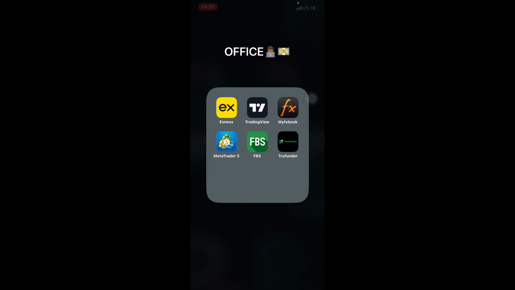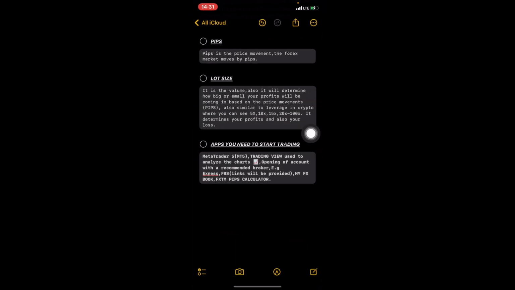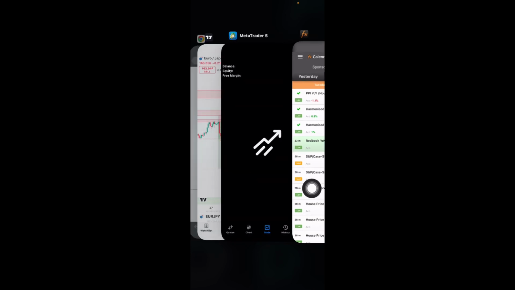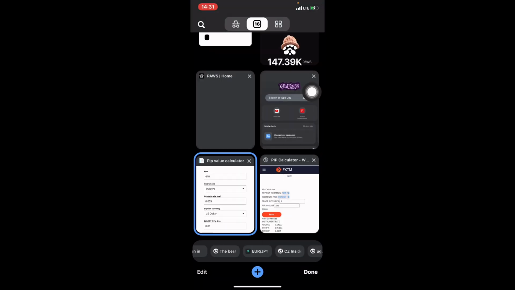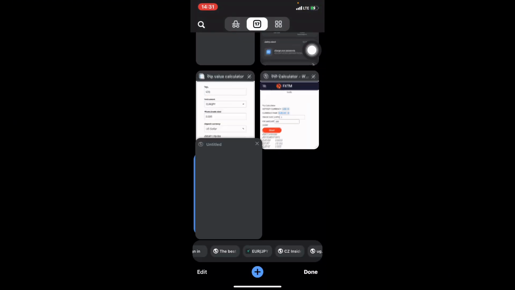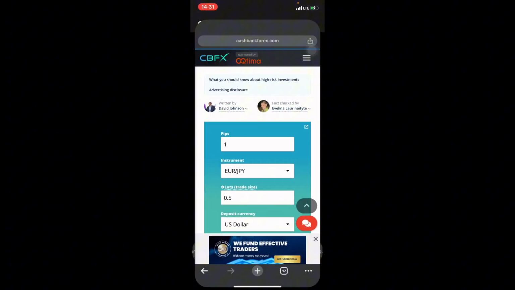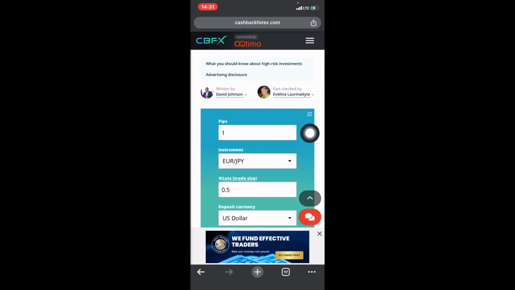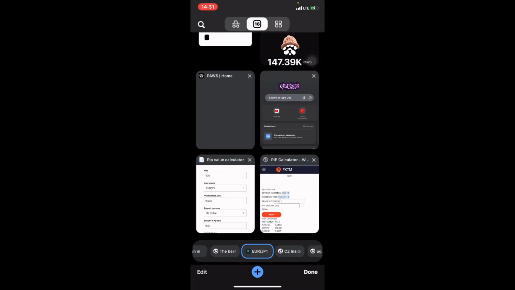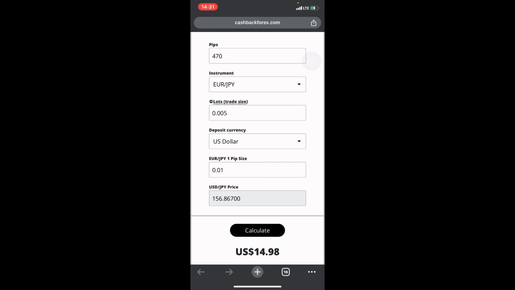Then what again? The FXTM pips calculator. That is what I just showed you guys here. You can use FXTM, or you can use this other site, Cashback Forex. When you go to Cashback Forex, you just tap up here. Do you guys see where I tapped? You tap this place, and it will take you directly to your calculator, and as it has shown you, I use it to illustrate simple stuff to you guys.